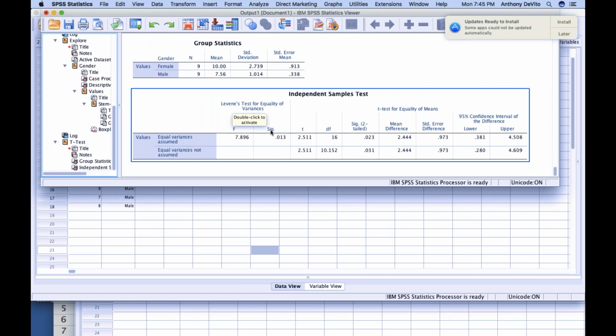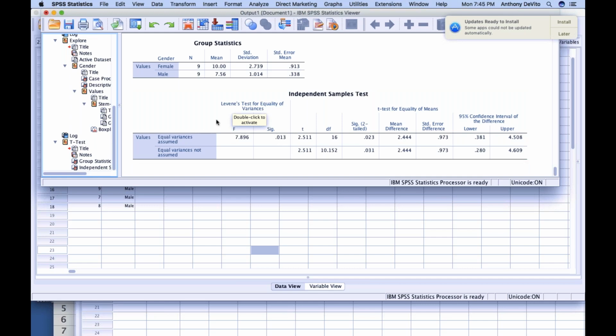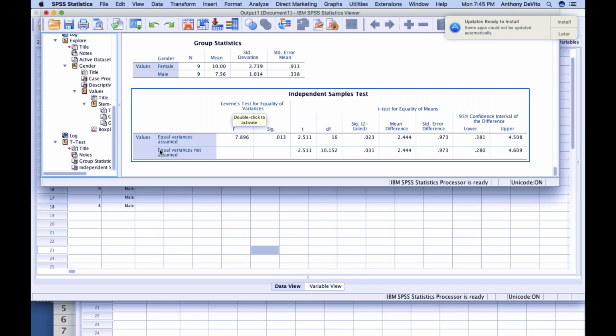And the significance, the probability of being wrong if I reject that, is only 1.3%. It's only 0.013. So I reject that hypothesis that they're equal variances, just as I would have if I calculated it by hand, and go down to the bottom and use the bottom formula for our calculation of our t-score and our significance.